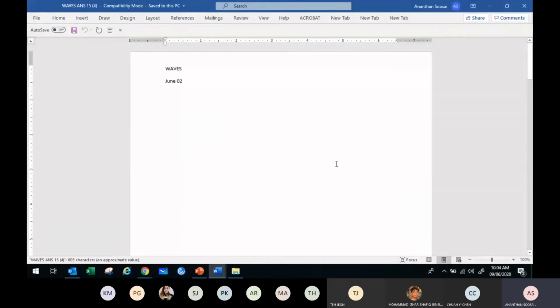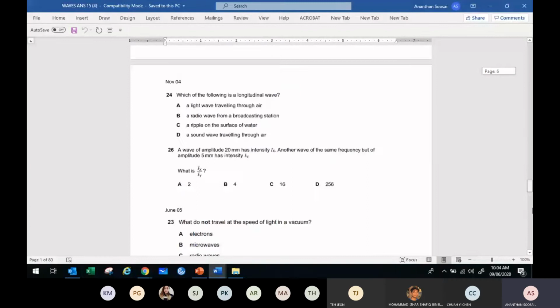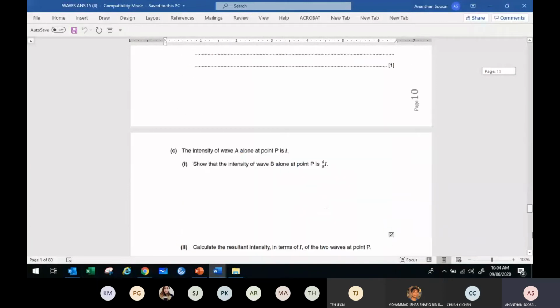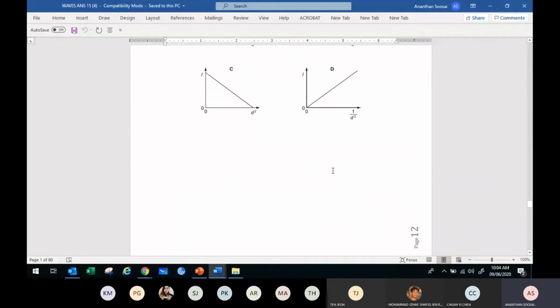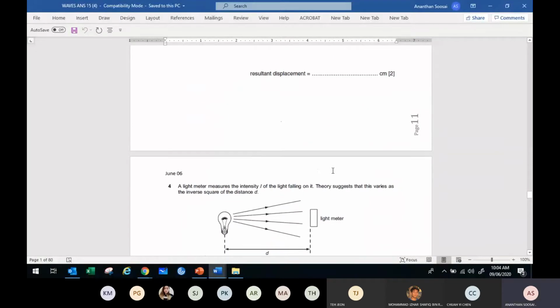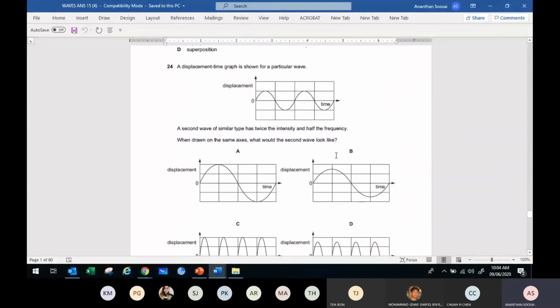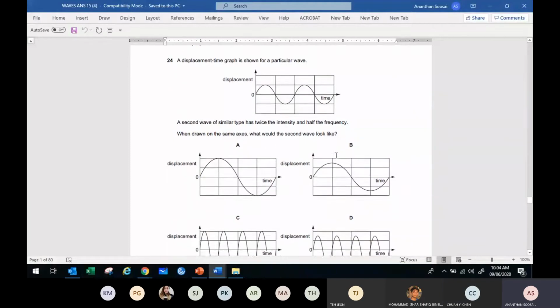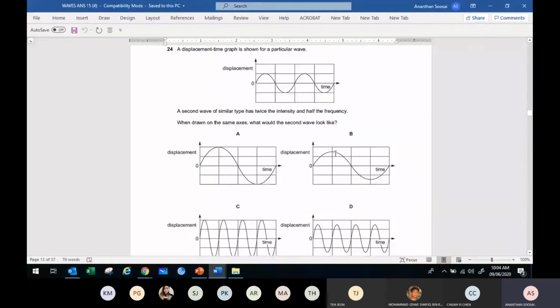Okay, you can see the question paper, right? Yeah. Okay, which question? June 06, 24. Okay, this question. This one, is it? Yes. Okay, this question. The others can give a try.